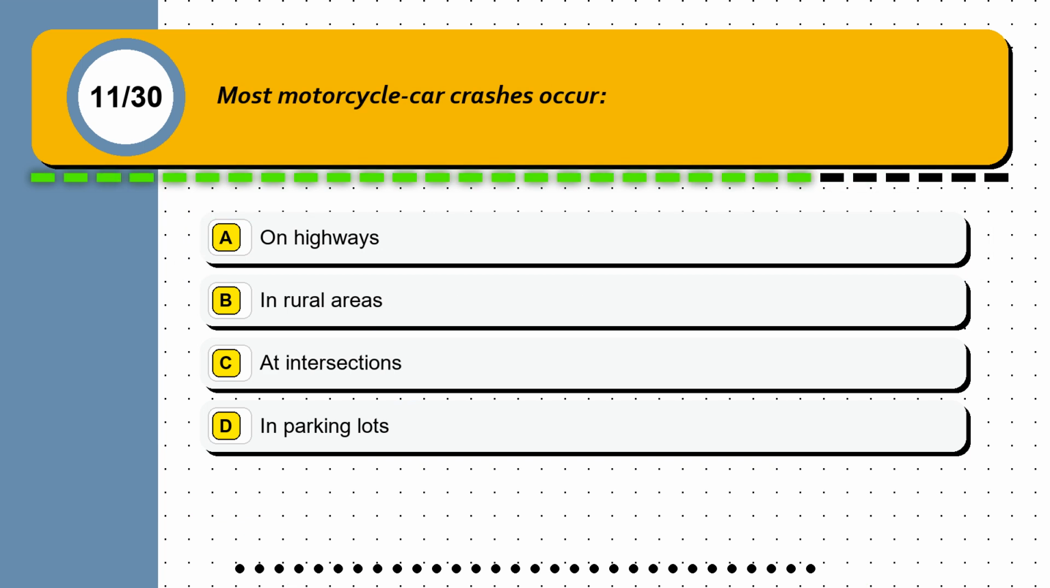Question 11. Most motorcycle car crashes occur. Option A. On highways. Option B. In rural areas. Option C. At intersections. Option D. In parking lots.